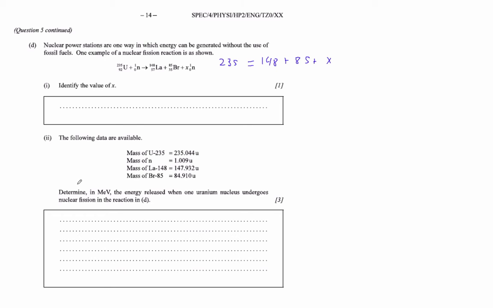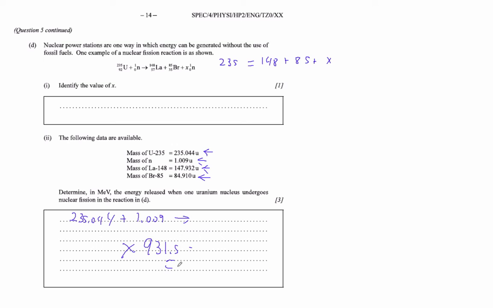Determine in MeV the energy release, so you know how to do that. Left side is going to be this plus this: 235.044 plus 1.009. Right side will be this plus 3 of those. Subtract the masses and find the mass defect, which I got to be about 0.184. And then multiply that mass defect by 931.5, and you'll get something between 170 and 180 million electron volts. Okay.